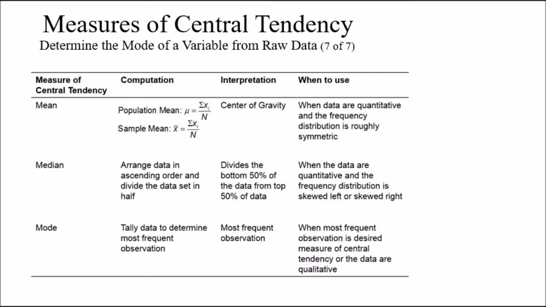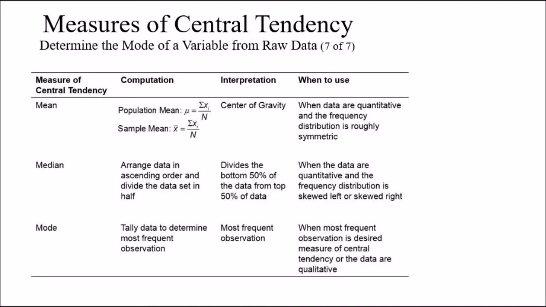Here is a summary of what we have been learning so far. So we have a measure of central tendency, how we compute that measure, its interpretation, and when to use it. For the mean, we can compute the population mean by adding all of the observations and dividing by the number of observations we have. Compute the sample mean by adding all of the observations in the sample and dividing that by the number of observations in the sample. The interpretation is the center of gravity. So the mean is the center of gravity of our data.